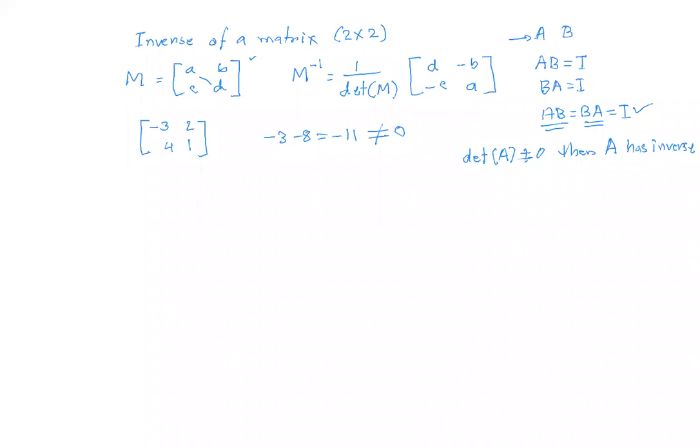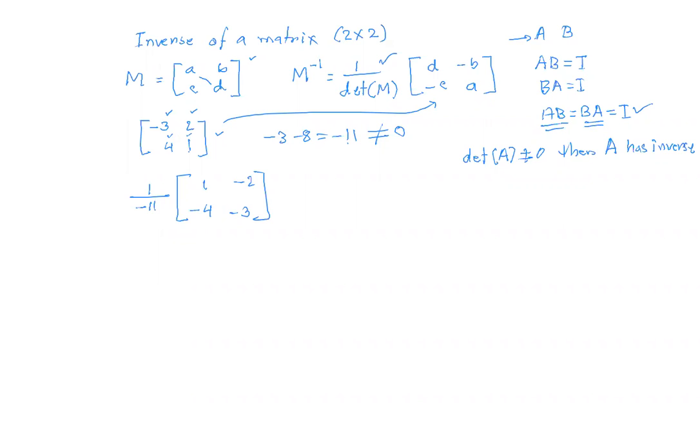Now let's find the inverse of these guys. So the determinant is -11, right? So we are going to just use this formula. It's going to be 1 over -11 times the matrix where A and D switch. Here, A, B, C, D. A and D switch, so it's going to be 1 and -3, and B is going to be -2, C is going to be -4. What I did is convert this into this format. D is 1, A is -3, so I switched D and A.